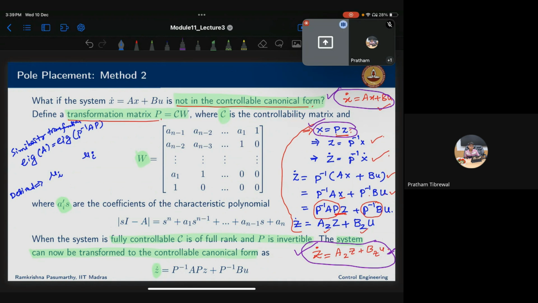So you have transformed your state space model using this transformation matrix P, converting it to a new state space model. In the basic state equation you have the A matrix. In the converted one you have Az, which is nothing but P inverse AP. If you find the eigenvalues, both sets of eigenvalues will be the same. That is what is called the similarity transformation. Is this clear?